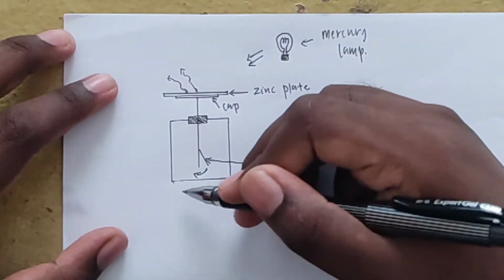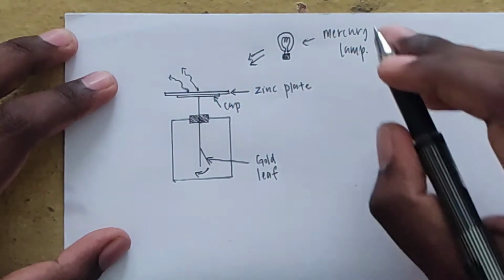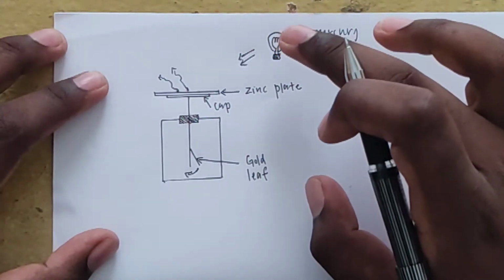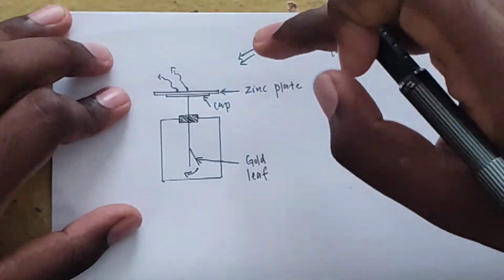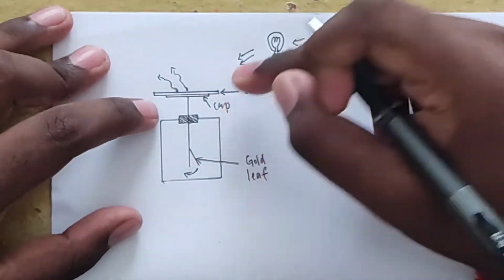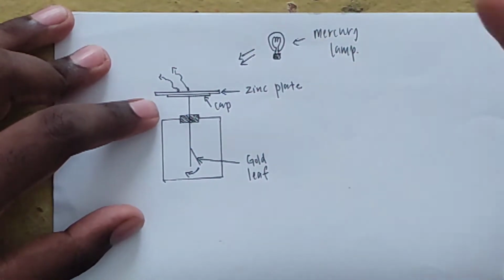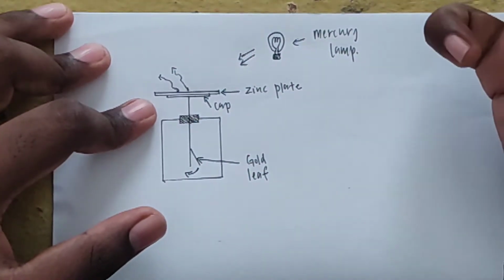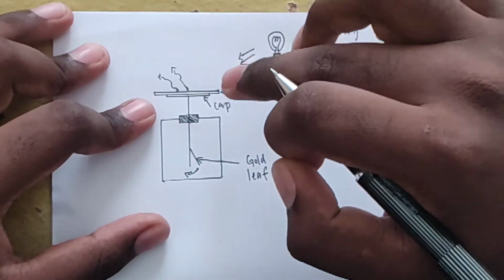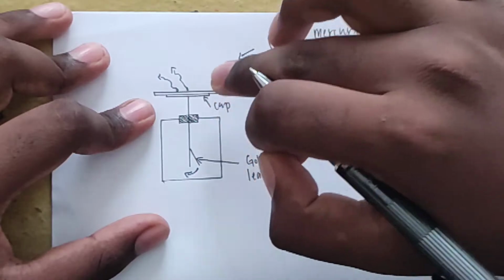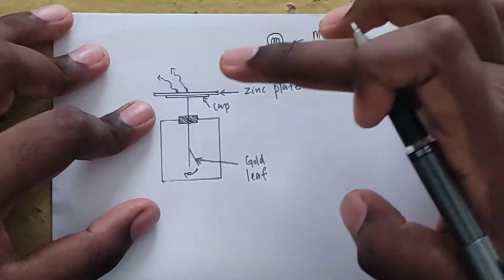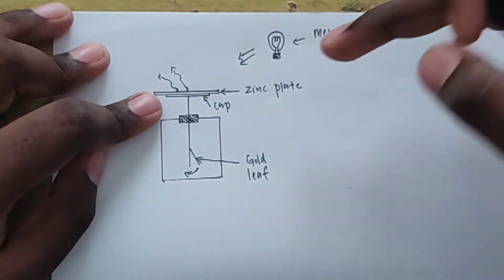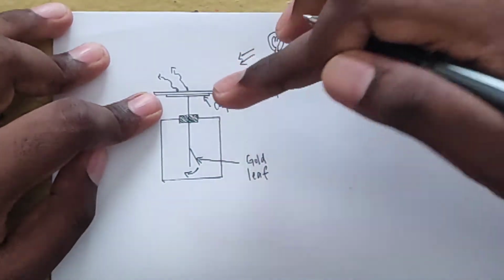So why does it go back to its original place? That is because when we turn on this mercury lamp, it's going to give off its light rays, and the light rays are going to hit the zinc plate. And what this does is, the zinc plate has free electrons, free moving electrons. The free moving electrons will gain enough energy to escape from the metal itself, the zinc plate itself. So when the electrons escape, there are no longer electrons over here, which means there are holes over here which can be replaced by other electrons.